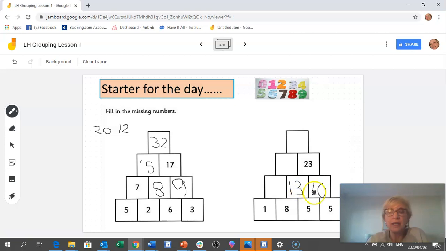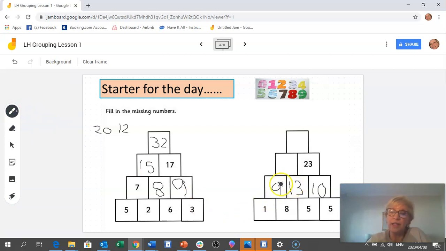And is 13 plus 10 23? Absolutely. So that pattern there of 5 plus 5 is correct. And 8 plus 5 to get to 13. 5 plus 5 to get to 10. So 8 plus 1 is 9.